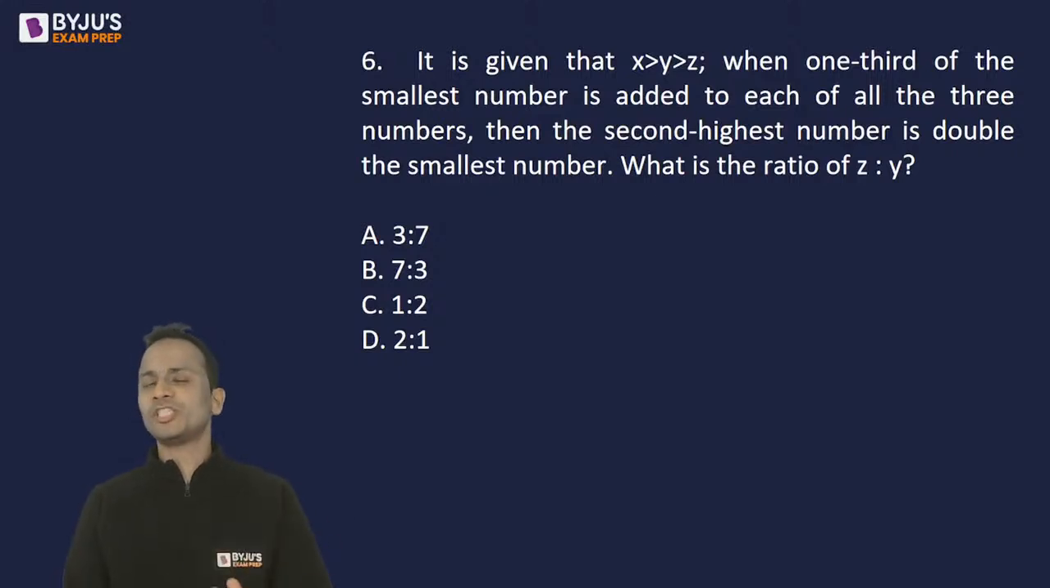Quickly form the equations and simplify. When 1/3 of the smallest number is added to each of the three numbers, then there is a relation between the second highest number and the smallest number that is given. And then using that, find the ratio of z and y.